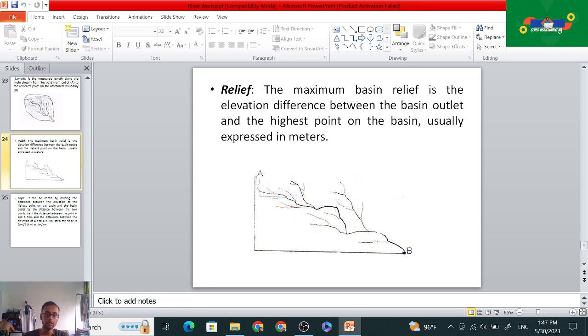Then the relief. The maximum basin relief is the elevation difference between the basin outlet and the highest point of the basin, usually expressed in meters. So this is called the relief.